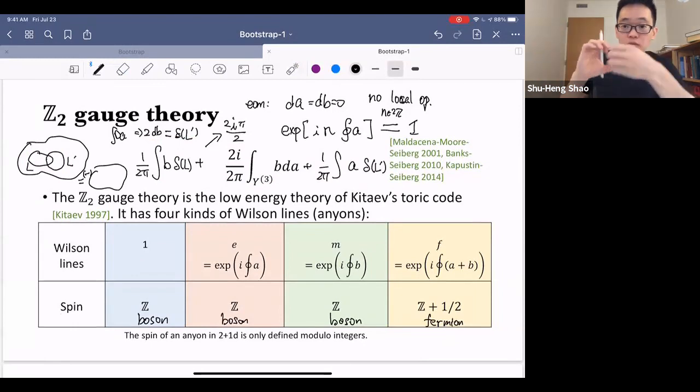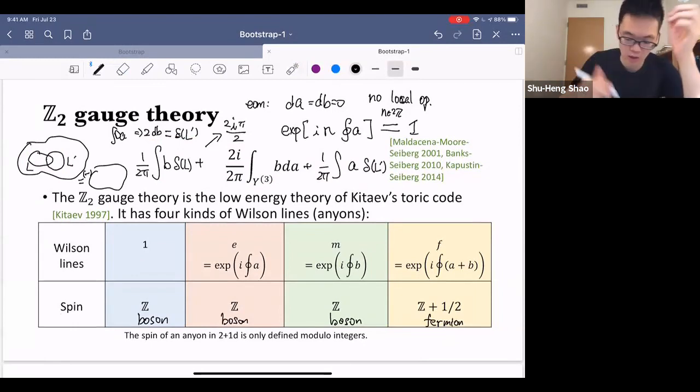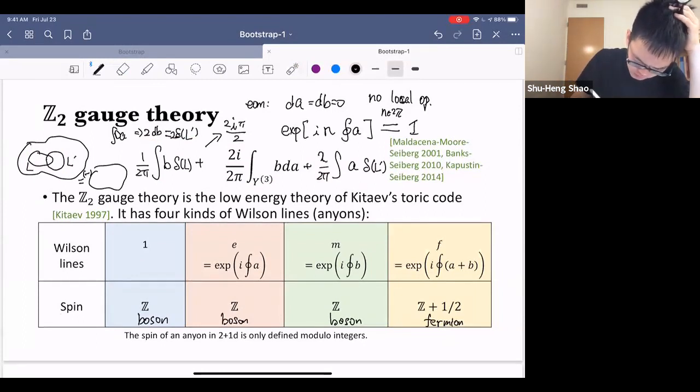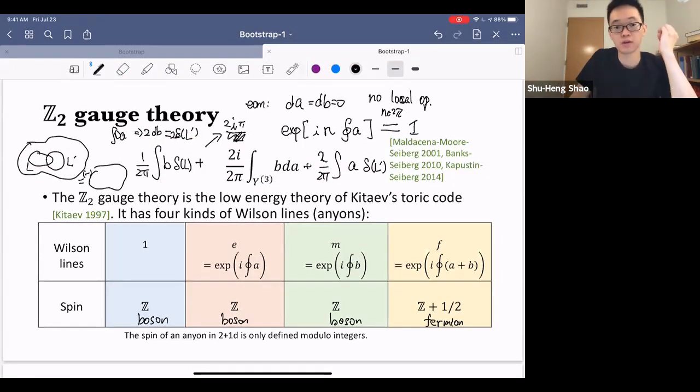Okay. So that means these two lines braid now trivially. However, if you put 2 here, then you get a 2 here, and then you don't get a sign here, and therefore they braid trivially. That's why twice of that Wilson line is always a trivial operator.